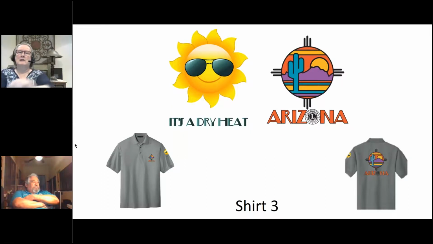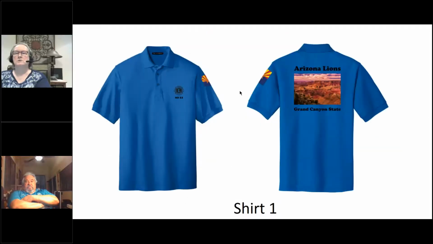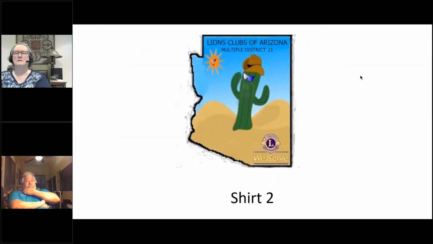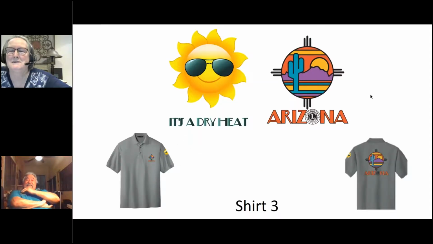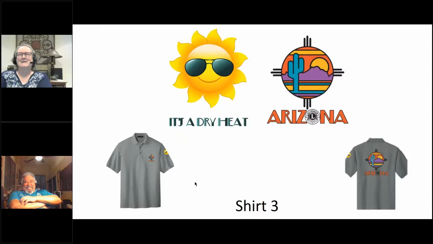Can we see the 3 pictures again? Sure, run them back. Here's shirt number 1, Grand Canyon shirt. Number 2, I believe Richard called Happy Cactus. I think that is the name he gave it. Then number 3, I don't know what you called this one, Richard. It's a Dry Heat. Okay. Barbara? I love it.